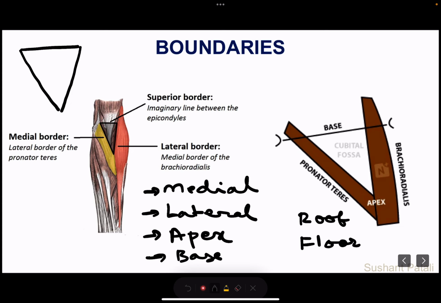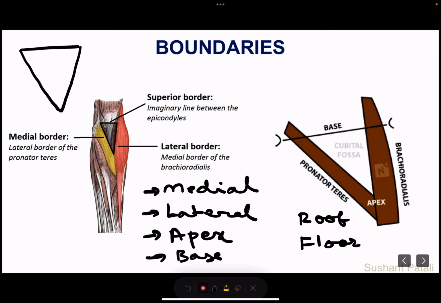Because it's a triangle, it has an apex, which is here. This is the base of the triangle, and we have two sides of the triangle: the medial boundary and the lateral boundary for the right-sided cubital fossa. All right, now let us look at the boundaries.